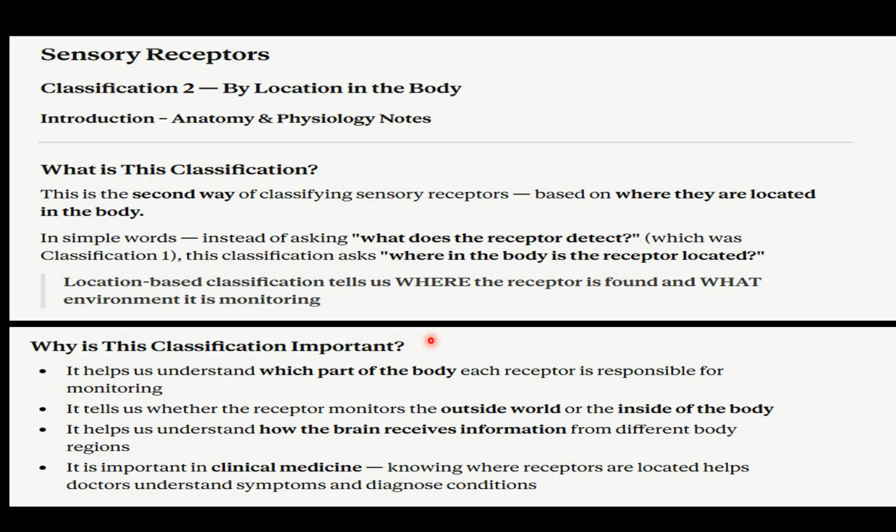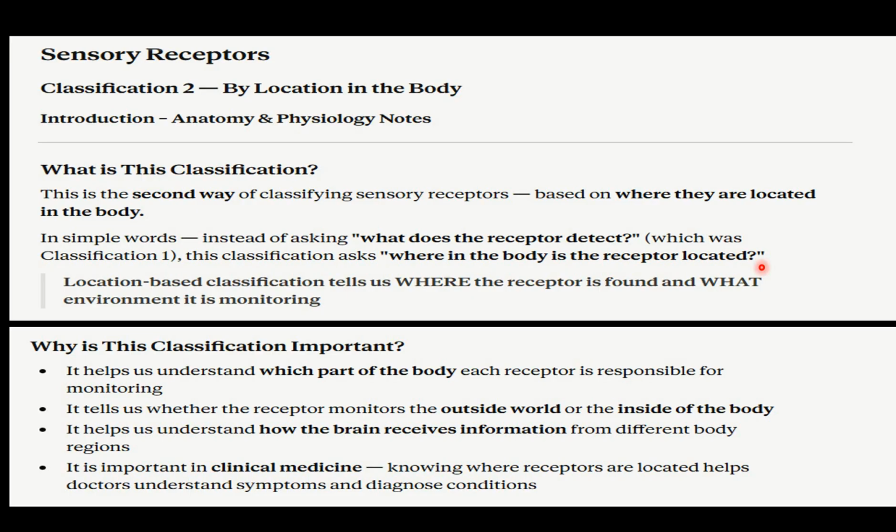In simple terms, instead of asking what the receptor detects, which was classification 1, this classification asks where in the body the receptor is located. So basically it tells where in the body the receptor is located. A simple definition: location-based classification tells us where the receptor is found and what environment it is monitoring.